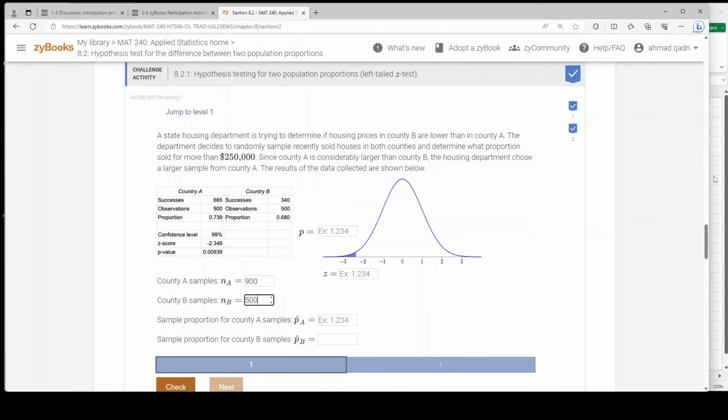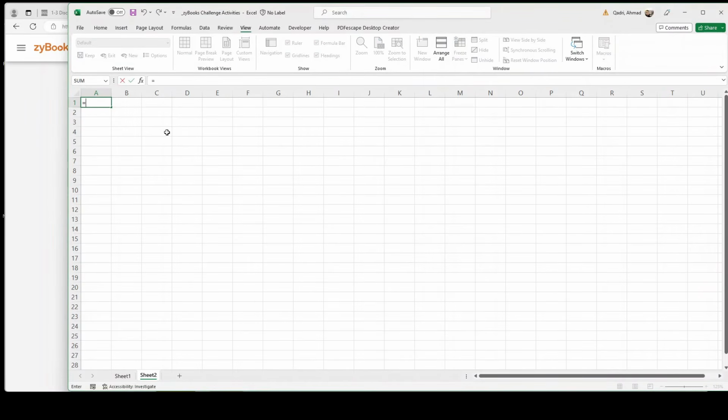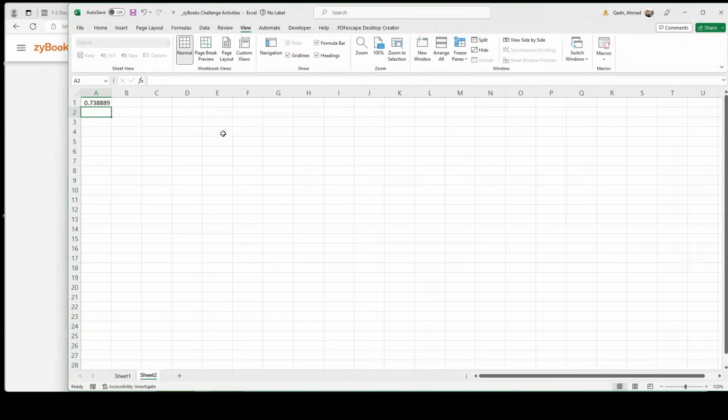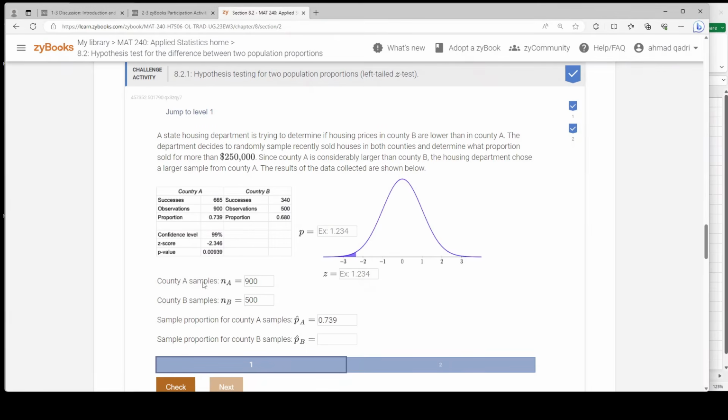So let's use Excel to calculate that. So it's 665 divided by 900. So that is 0.739 when we round it to 3 decimal places. So 0.739. Sample proportion for County B, again, we'll use the same formula here, 340 divided by 500. So 340 divided by 500, 0.68.